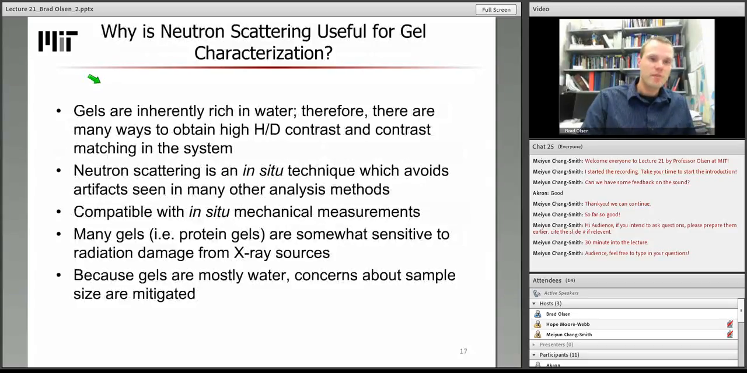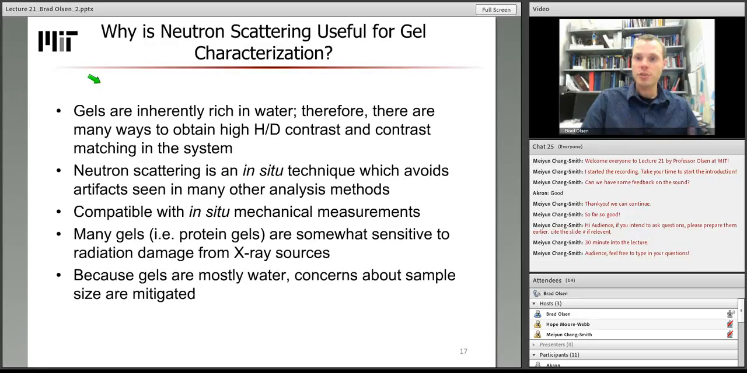So neutron scattering is particularly useful for the characterization of gels for many reasons. So I say in the first bullet, gels are inherently rich in water, and what I really should say is gels are inherently rich in solvent, to be much more general than just hydrogels, although I think when I wrote this I had hydrogels on my mind.